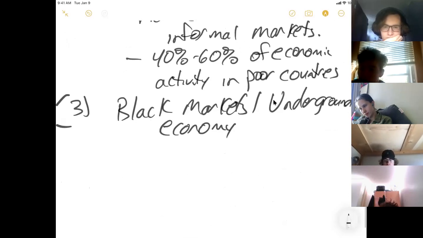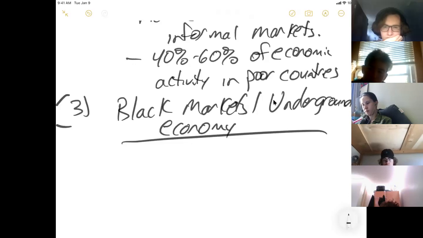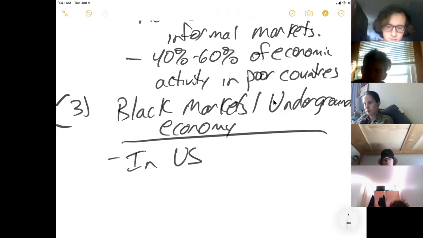GDP does not include black markets or the underground economy, at least in the United States. Economists have actually gone out and tried to measure what percent of the economy is missed by ignoring black markets and illegal activities. Anybody want to give me a guess about what this is in the US? What percent of GDP is missed because of black markets and illegal activities?